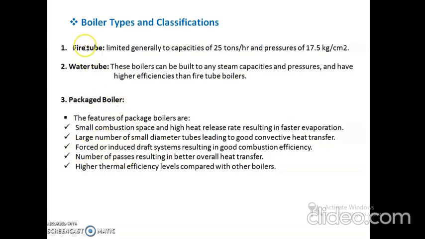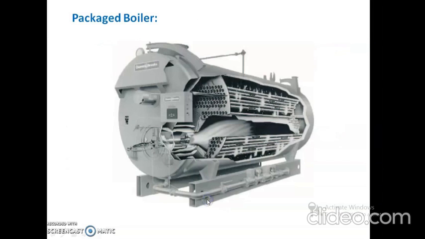And then come the two important types, fire tube and water tube boilers, that we generally deal with. Fire tube boilers have limited capacities, up to 25 tons per hour, and pressure up to 17.5 kg per centimeter square. Water tube boilers can be built at any capacity, with very high pressure and large sizes, and have higher efficiencies than fire tube boilers.